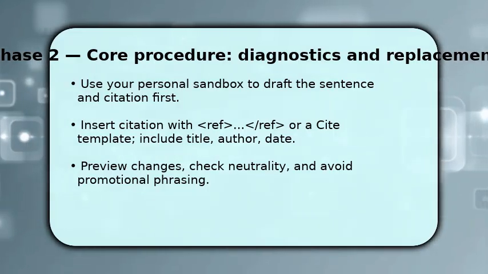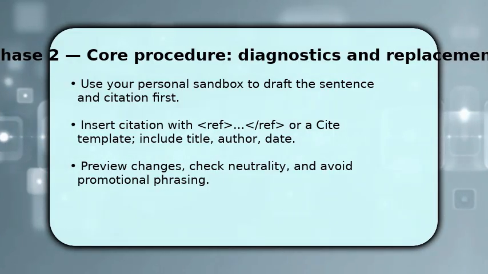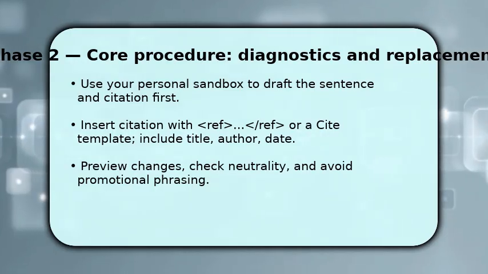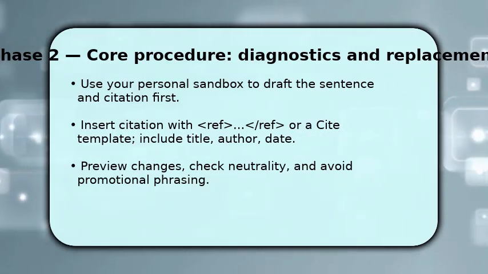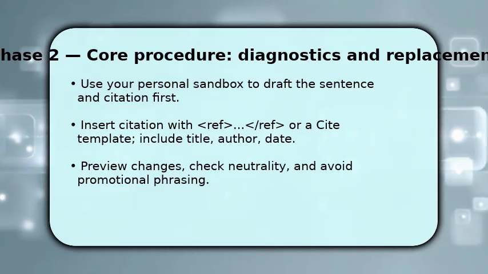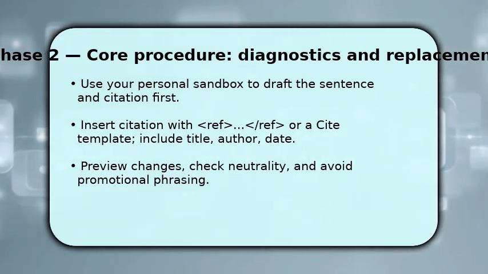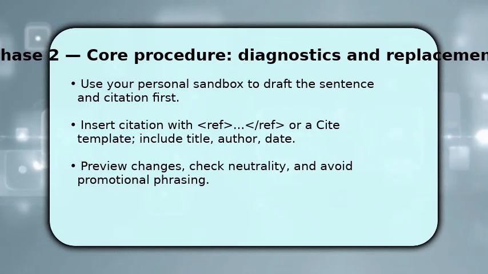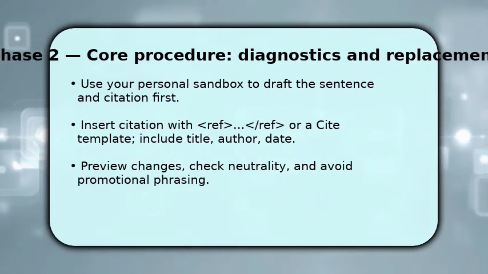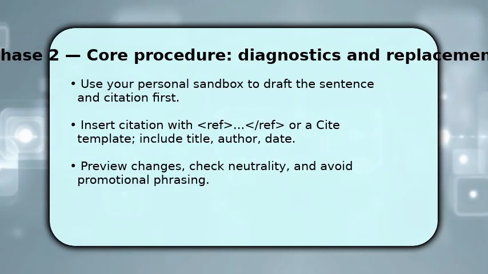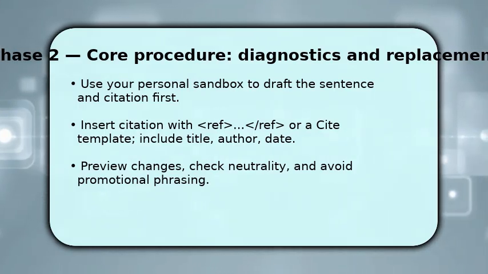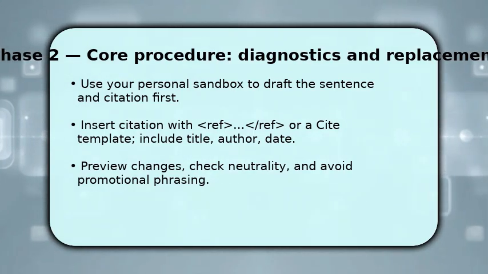Next, add the sentence to the target article using neutral language, then insert the citation with ref tags or a site template. Include title, author, date, and URL. Preview the edit to confirm the ref renders correctly and that the link appears as a citation rather than an external spam link. Make sure the content directly supports the claim, otherwise the edit will likely be removed.